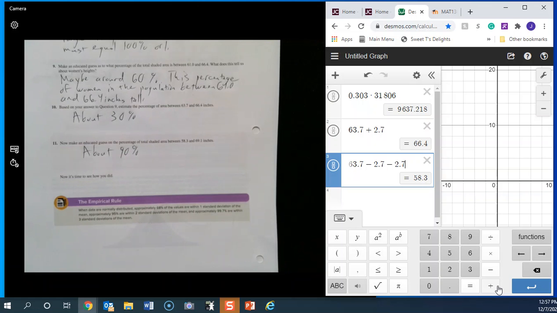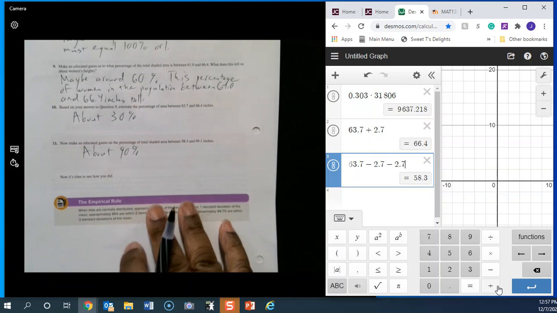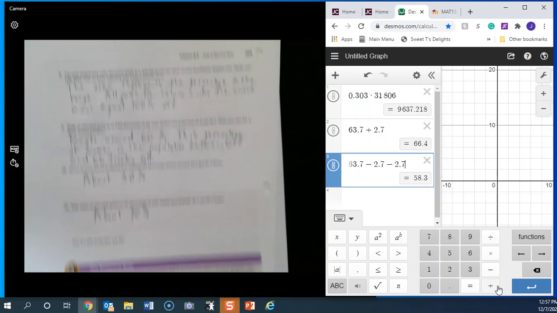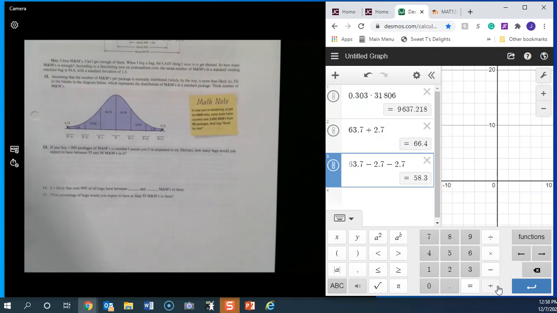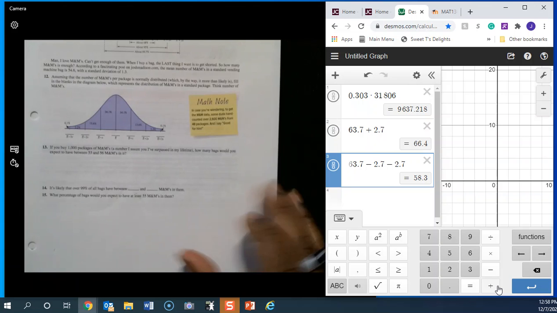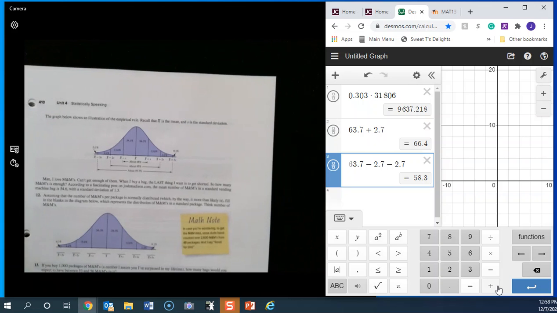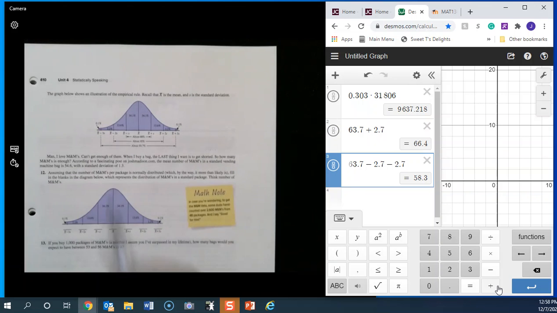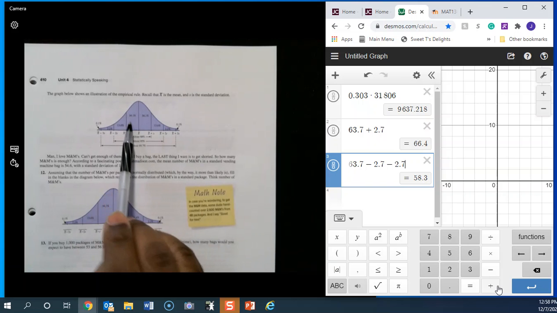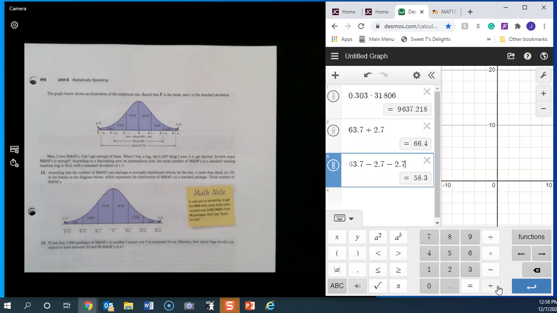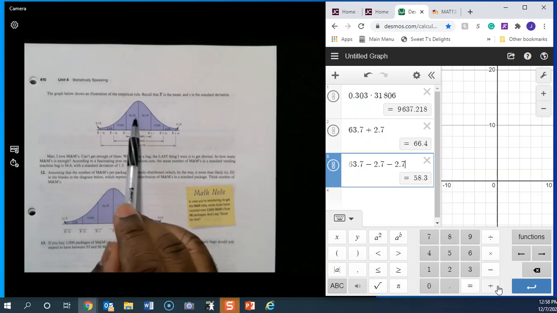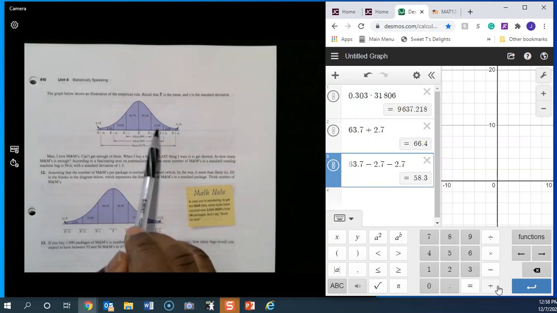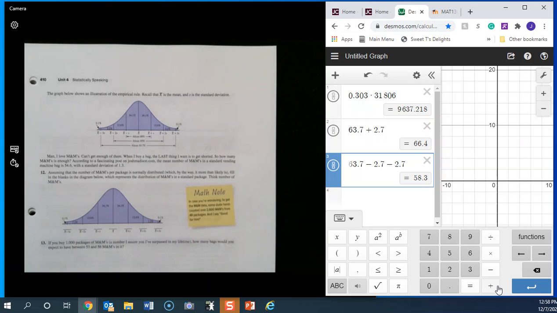Now it's time to see how you did. Okay, so we have to go on to the next page. And we look here. Now these have the percentages. Remember these two values here, we said, well, I put down that it was about 60%, but this is like 68.2, and so on. And then half is 34.1.